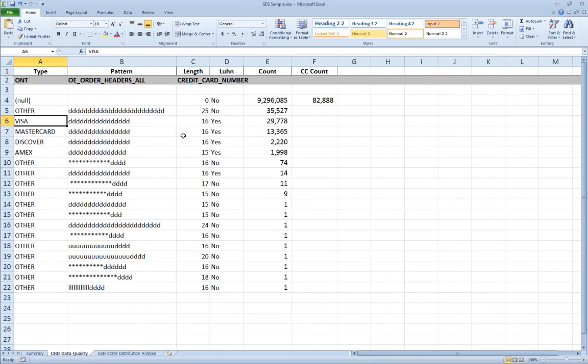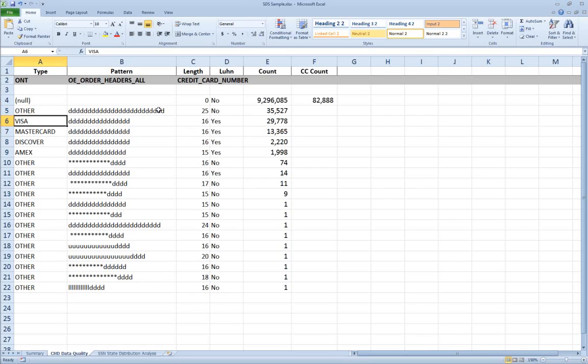For those of you familiar with credit card numbers, it's actually fairly easy to do because they follow a very standard pattern. So their Visa numbers are always 16 characters. They start with a 4, and the last digit is called the Luhn check digit. So it's actually a validation checksum of the previous 15 digits. So you can actually validate if it's good or bad.